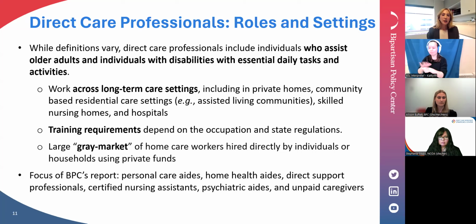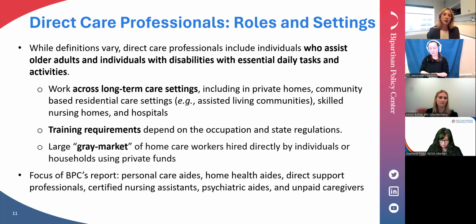And given the range of occupations or job titles that fall under this umbrella of direct care professional, the training requirements also vary significantly by specific occupation and by state regulation. It's also notable that there is a large gray market of home care workers, and this refers to individuals who are hired directly by individuals using private funds.